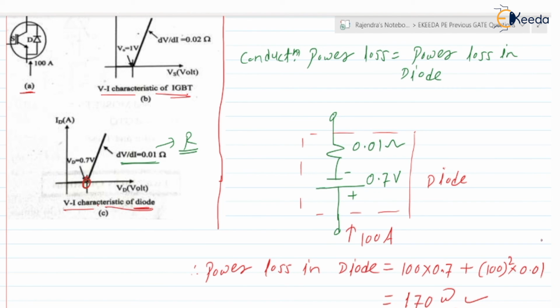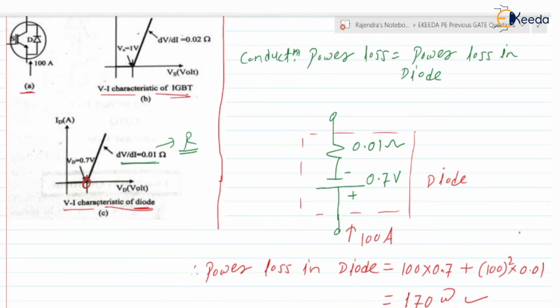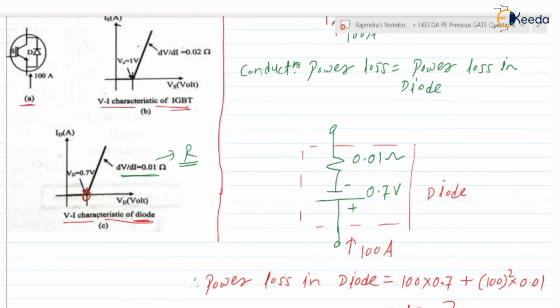Is this clear? This is a numerical answer type question. This question was asked in the exam GATE 2016. In this way we can find the conduction power loss of a diode.